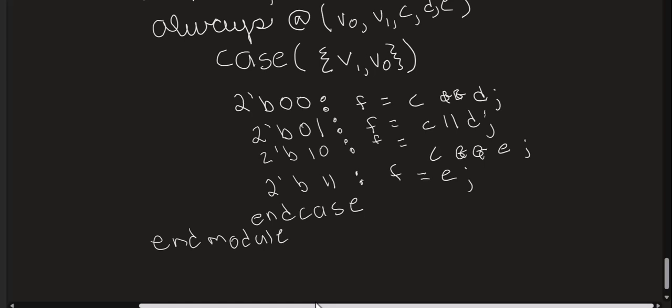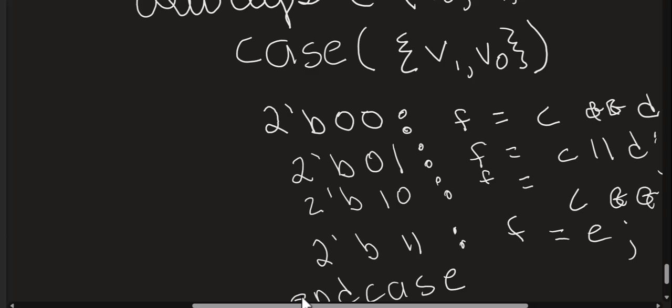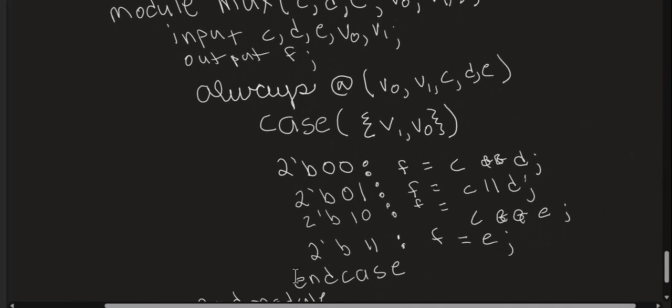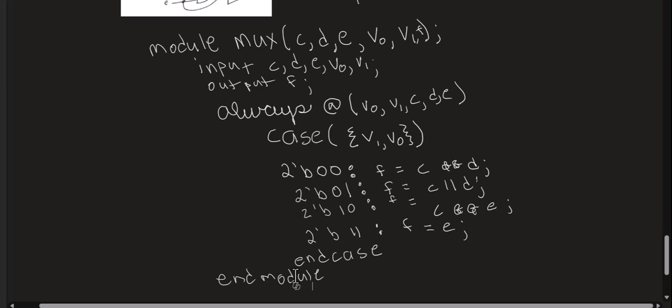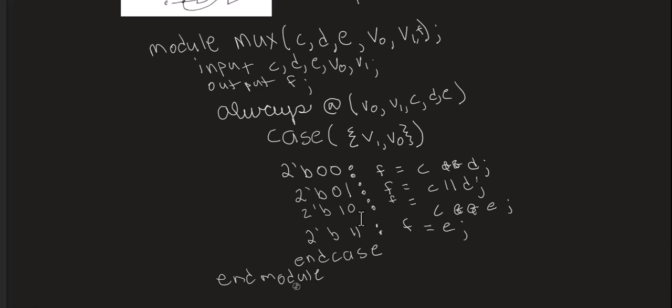So this was just a quick example to show you how you can do a multiplexer in Verilog, and how to concatenate two variables to make them into a 2-bit binary number. So, any questions on that?